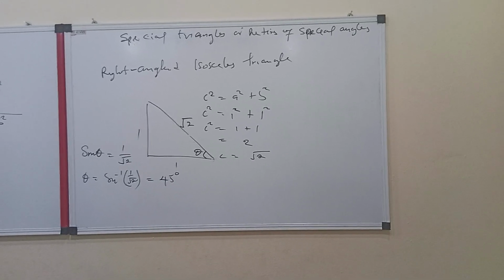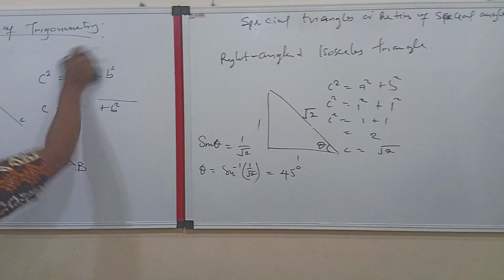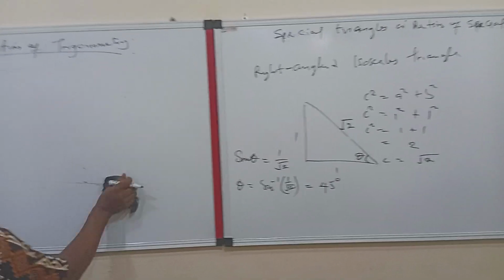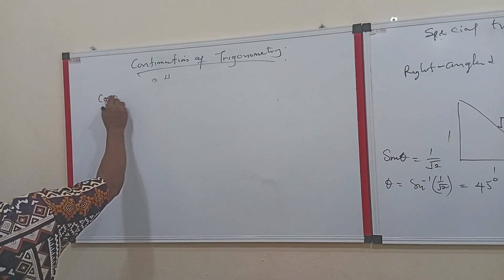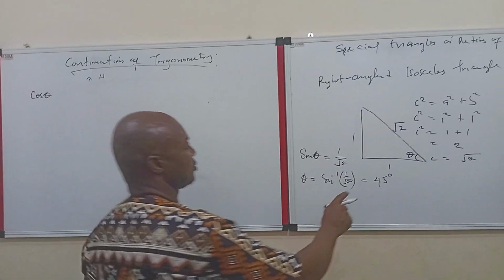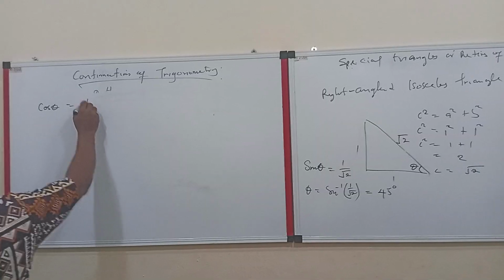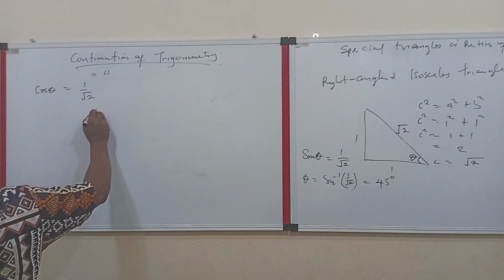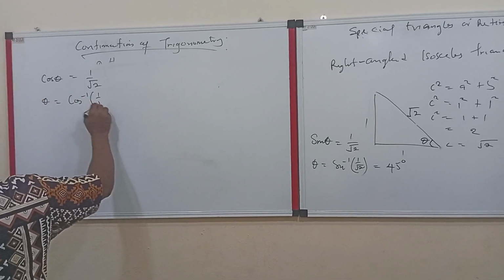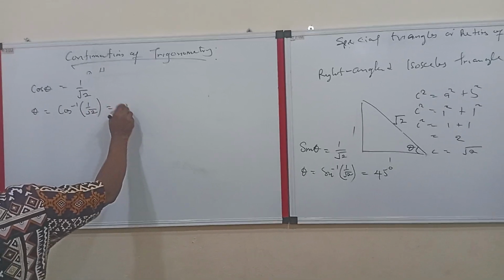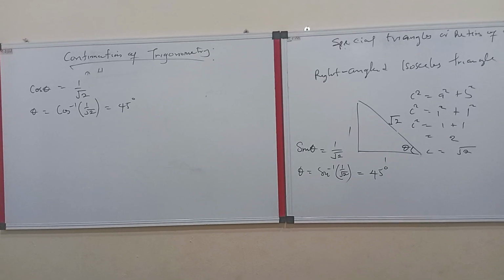In like manner, we can also determine the cos of that angle. The cos of that angle will be adjacent over hypotenuse, which is 1 all over square root of 2. Therefore, theta will be cos inverse of 1 all over the square root of 2, which is the same thing as 45 degrees.